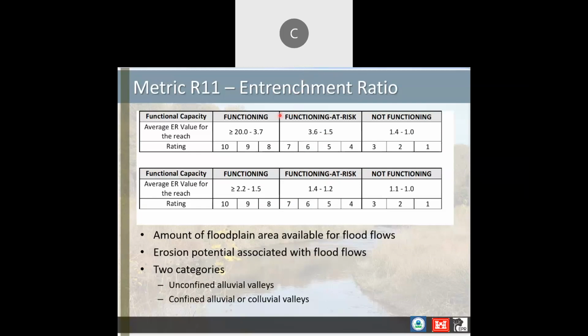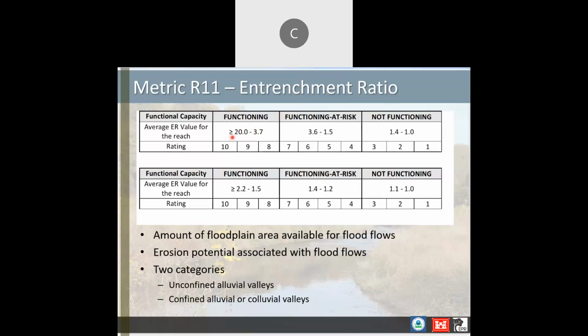Scoring for this metric is stratified by valley type. So for unconfined alluvial valleys, again, those are your really wide, flat valleys, in order to get into the functioning range, you need at least 3.7. So that means the width of your flood-prone area is at least 3.7 times your bankfull width. And then to get the 10, you actually got to be all the way up at 20 times.